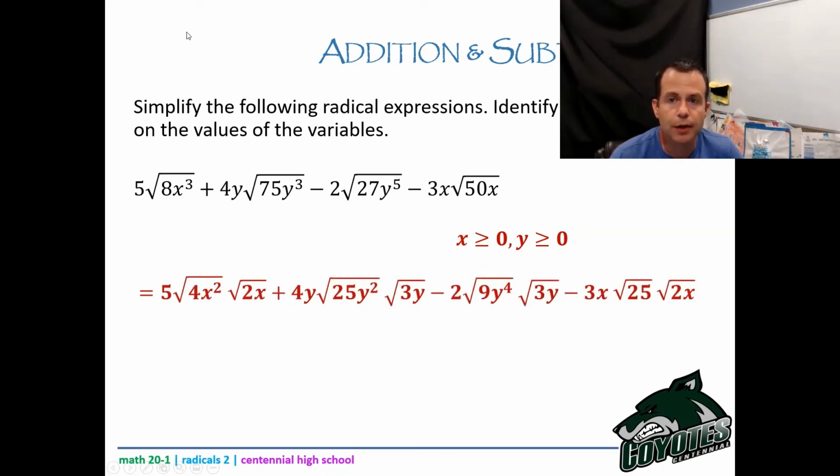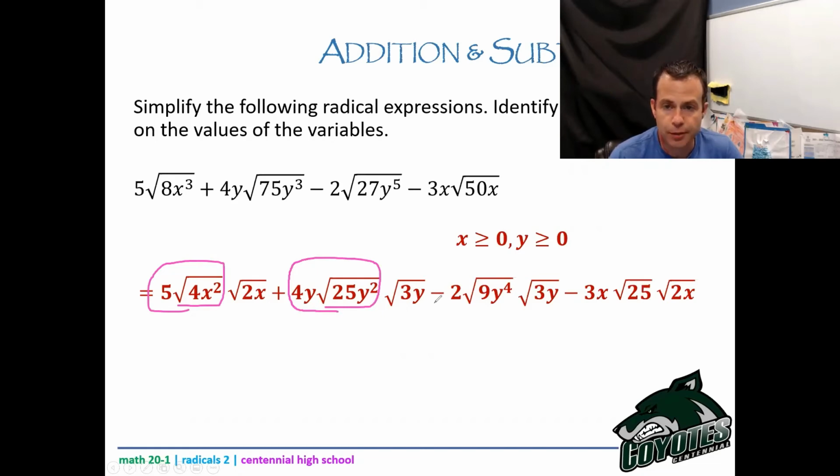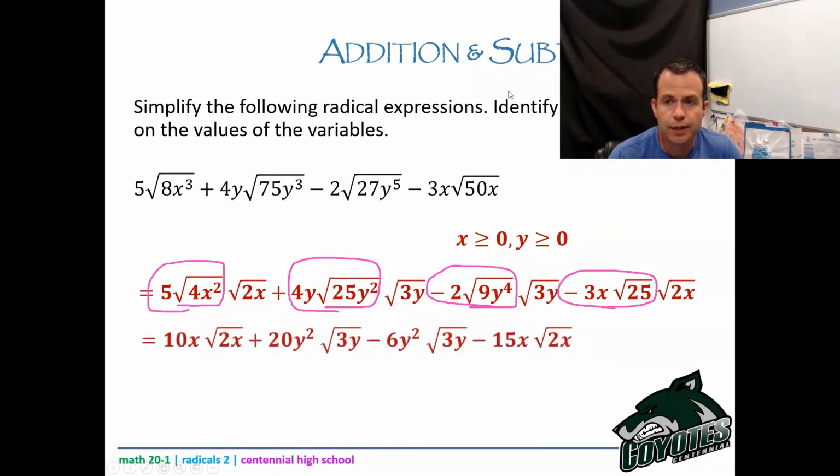Now, I'm going to go ahead and say, okay, the root of 4x squared is 2x, and then when I multiply it by the 5, that'd be 10x. The root of 25y squared is 5y, and when I multiply 5y by the 4y, that would be 20y squared. The root of 9y to the 4 is 3y squared. When I multiply that by the negative 2, that'd be negative 6y squared. And then the root of 25 is 5. When I multiply that by the negative 3x, I get negative 15x. Okay, so that's what I'm looking at here.